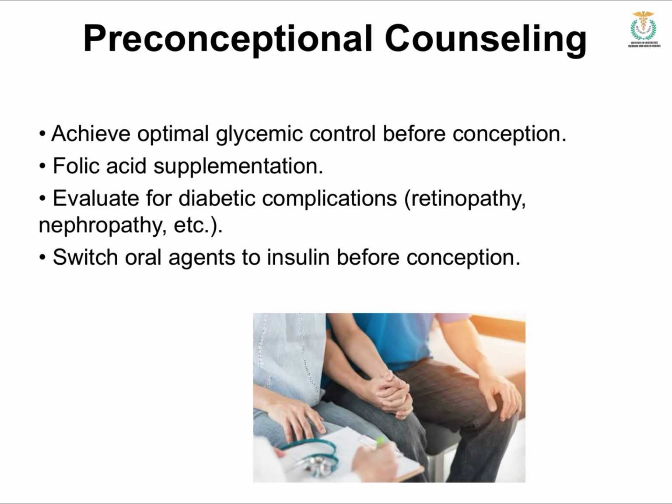Next is the preconceptual counseling. So this part is very important for pre-gestational diabetes. Before planning pregnancy, advise the couples to have a tight glucose control for at least 3 months preconception, folic acid supplementation to reduce risk of neural tube defects, screen for complications like retinopathy, nephropathy and neuropathy, and shift from oral agents to insulin before conception because some oral drugs are teratogenic. So this is what you have to do in the counseling session, and this ensures better maternal and fetal outcomes. This part is very important, especially the preconceptual counseling, for further advice you can give to the couples and the mother.